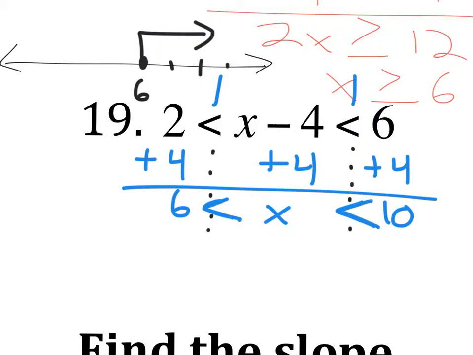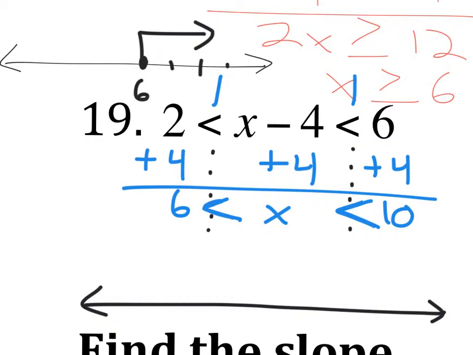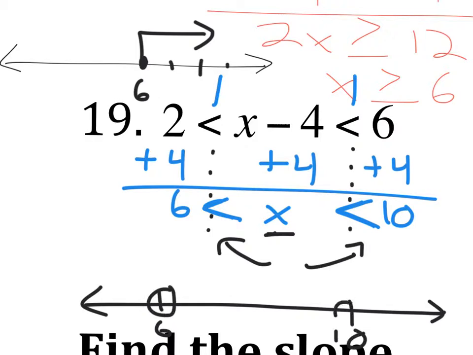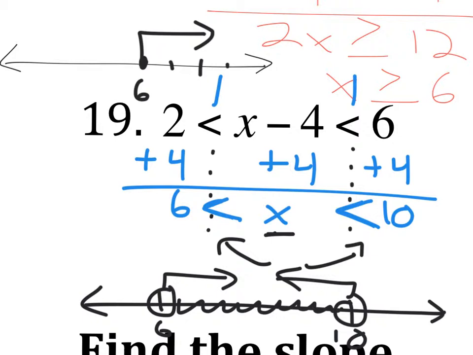like so, you're dealing with what's called an AND problem. That means x, my mystery number, has to be smaller than 10 and at the same time bigger than 6. So it has to be between 6 and 10. Open circles, and the graphs will run into each other. That means my solutions can be anything between 6 and 10.